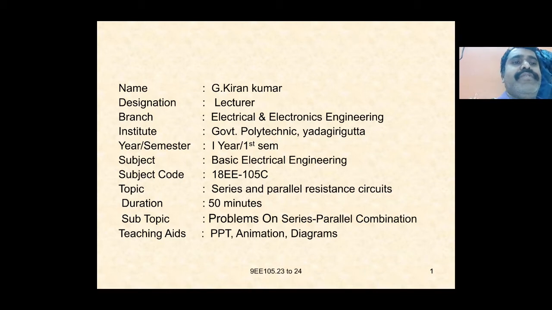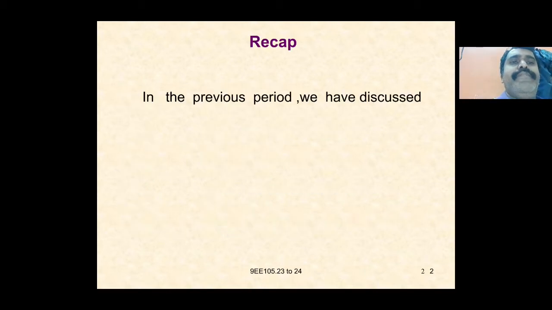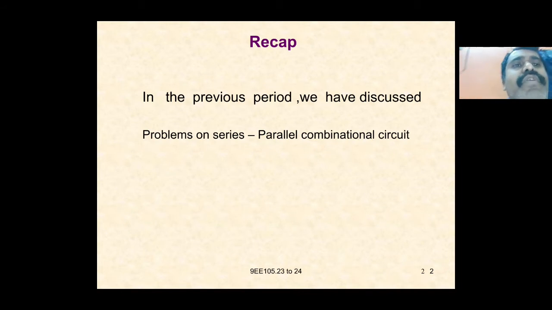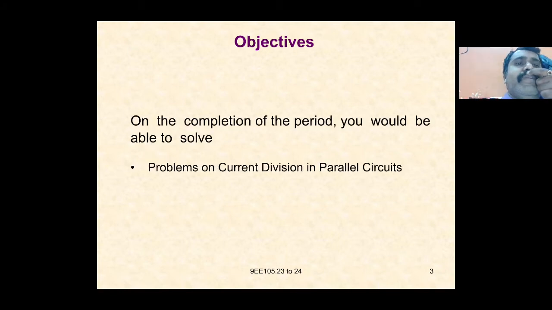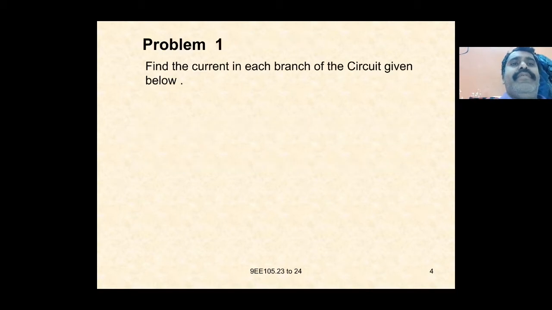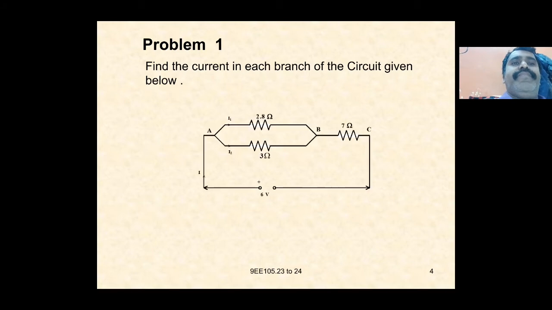Now we see the problems on series and parallel combination. In the previous period we discussed the problems on series and parallel combination circuits. On the completion of this period we would be able to solve problems on current division in parallel circuits. Find the current in each branch of the circuit given below.